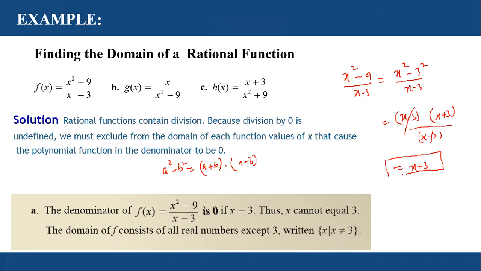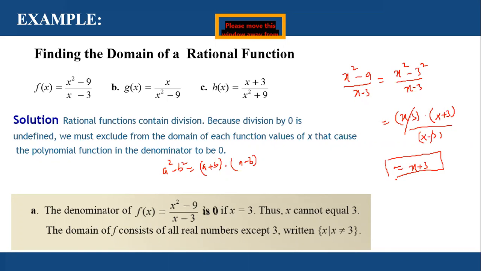So now this function is a linear function, and for this function, all real values are possible. You can give a positive value, a negative value, and 0. All real values are possible. Okay, good.